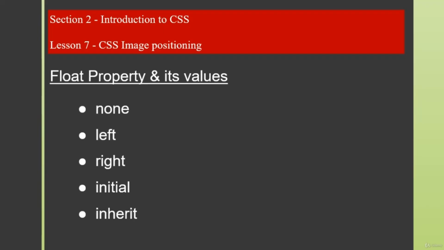The float property can have one of these values that are displayed on the slide. The none value means the element does not float, and it is the default value. When the float property is set to left, the element floats to the left of its container, and when the float property is set to right, the element floats to the right of its container. Initial sets this property to its default value. Inherit inherits this property from its parent element.